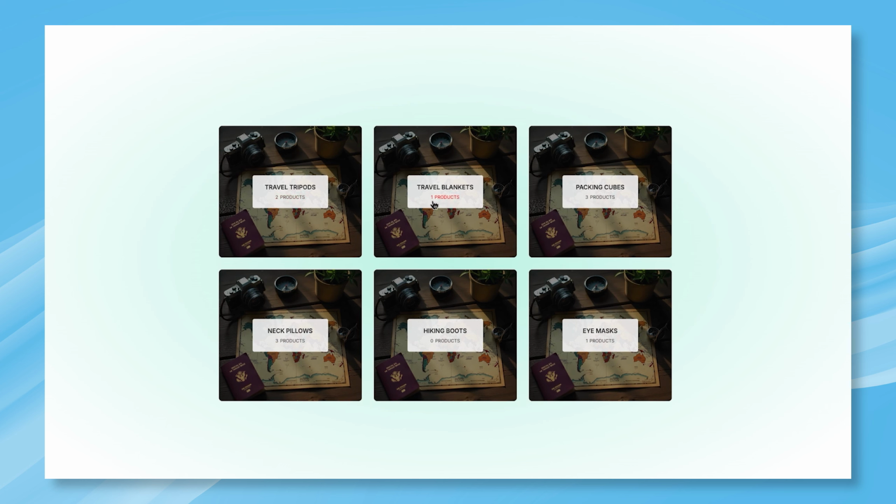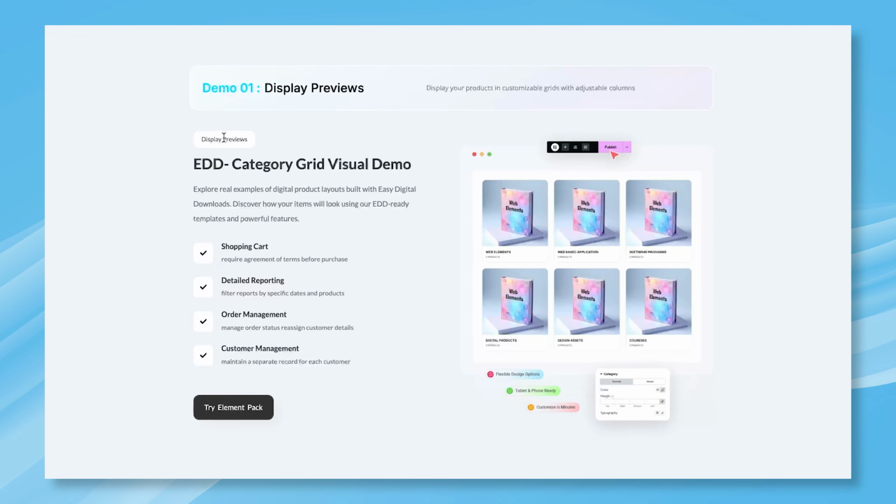And that's how you can use the EDD Category Grid in Element Pack Pro to showcase your easy digital downloads categories in a clean, engaging layout. To see more creative possibilities, visit our demo page and explore all the grid styles in action. For the latest and most versatile design tools, make Element Pack Pro your go-to plugin to elevate your digital store's user experience.